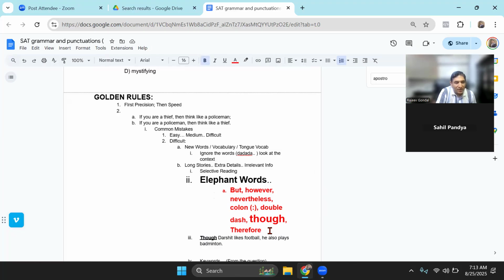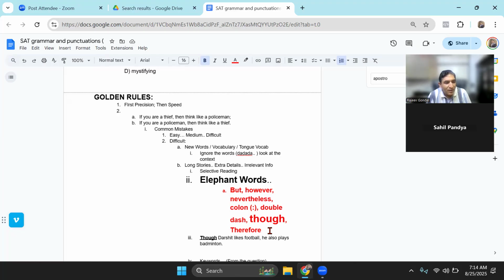Why do we call them elephant words? Because you don't see them too often, and they make you stop. I'm pretty sure you have to use a semicolon or something like that. So they are important actually. When I say important, what do I mean? Most of the questions are framed around these elephant words.